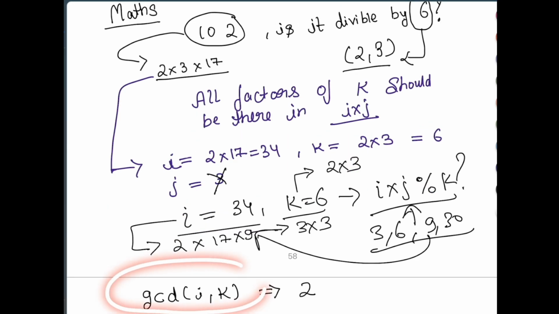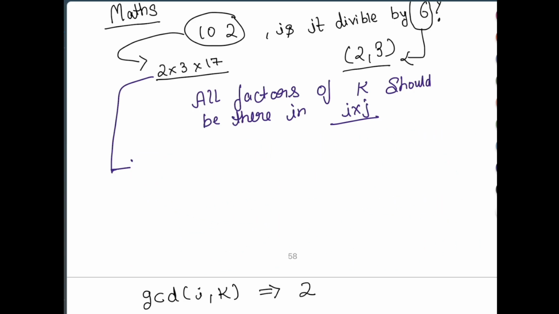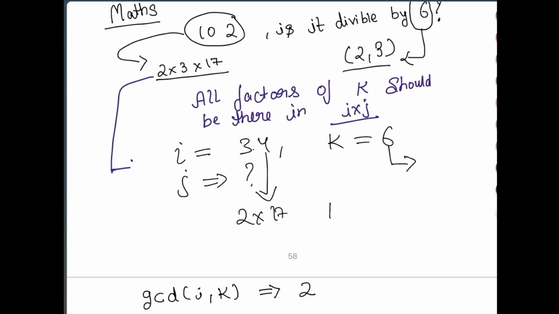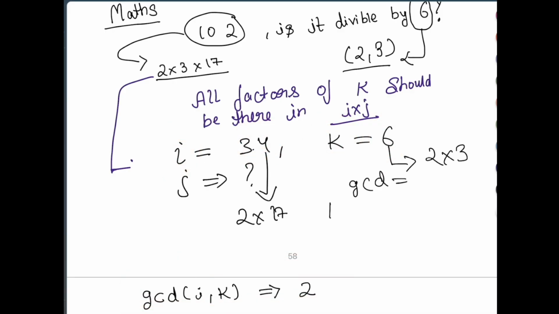You need to find the GCD, the greatest common divisor of your number i and your number k. So let me create some space here, and let us say that we have two values, okay? We have two values which is i equal to 34 and k equal to 6. I need to find a value j, right? 34 I can say it is equal to 2 multiplied by 17, and 6 I can say it is equal to 2 multiplied by 3. What is the possible value of j? We found a value which is 9, right? Or 3 is also possible. How can we get it? See, what we can do is, we can try to find the GCD, the greatest common divisor of i and k. i is equal to 34, k is equal to 6. The greatest common divisor is going to be equal to 2, okay?